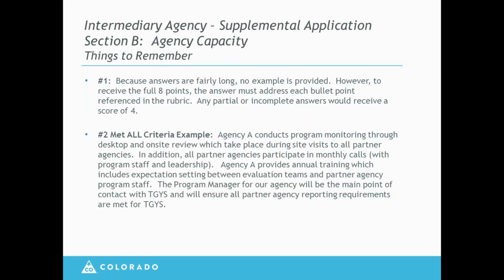For number 2, they need to explain the agency's program monitoring process of their partner agencies and how they're going to coordinate that with the TGYS requirements. So again, 2-part, how they monitor and then how they'll report back. So they ideally will tell us who will be doing the reporting and the monitoring. So in this example, they specifically state that the program manager will be doing that. So hopefully they will list the specific person each time.